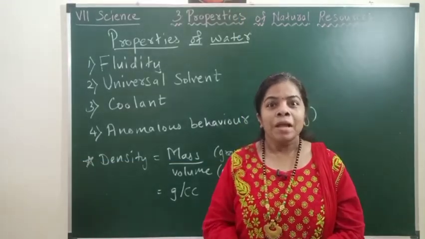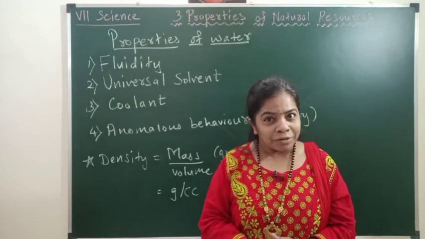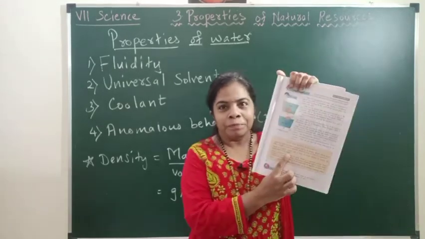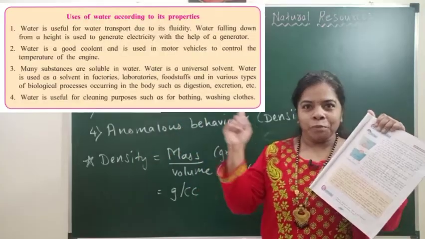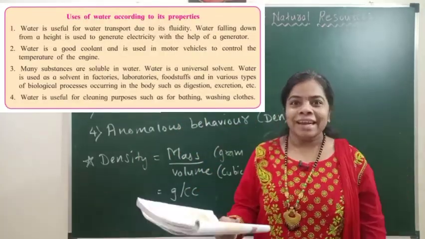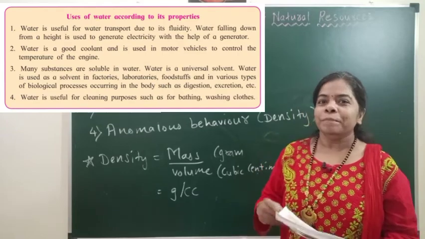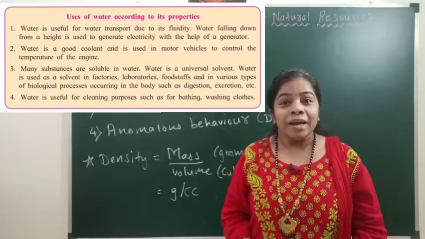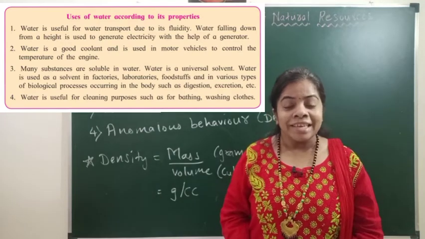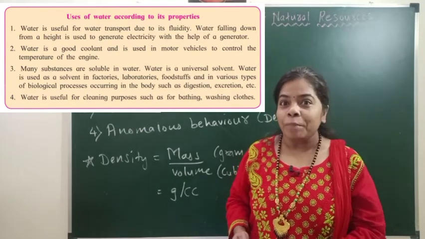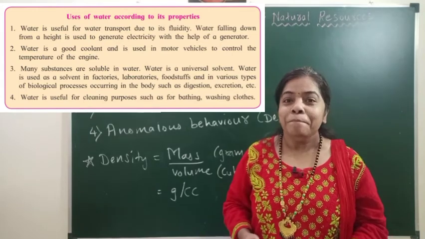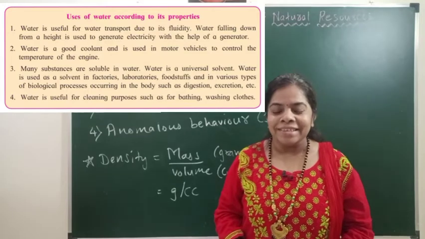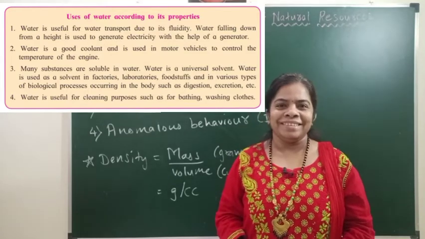Now, let us see what are the uses of water. That is also given in our textbook, children. I'll show the picture here also. First use of water. It is useful because of the property of fluidity. Because it is able to flow, we are able to generate electricity, and we are using this property of fluidity in many different ways, like washing clothes, cleaning utensils, and many more things.